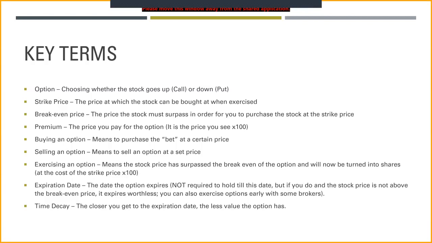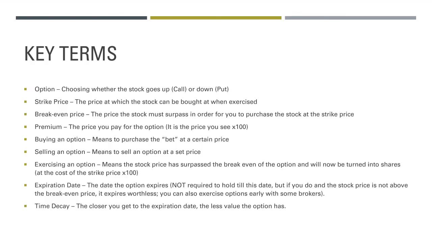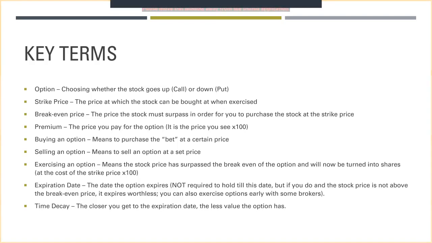Premium is the price you pay for the option. It's the price you see times 100. So if the premium is $5, you pay $500 for the whole contract. So buying an option means that you're purchasing the bet at a certain price that the stock is going to go up. Selling an option means to sell it.